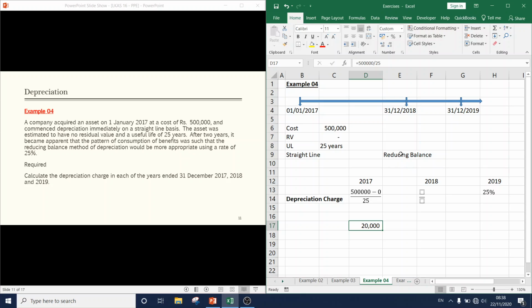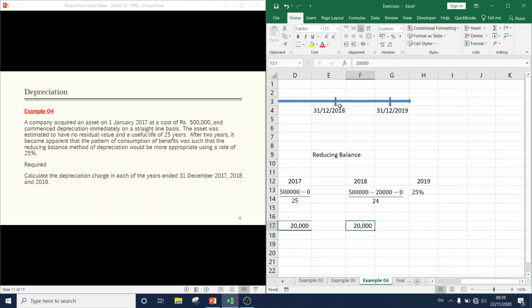2018, the things have not changed. So we had the cost of 500,000. From that we have already depreciated 20,000. Residual value is nil. For another 24 years we can use this asset. For another 24 years, it means our depreciation charge should again be 20,000.